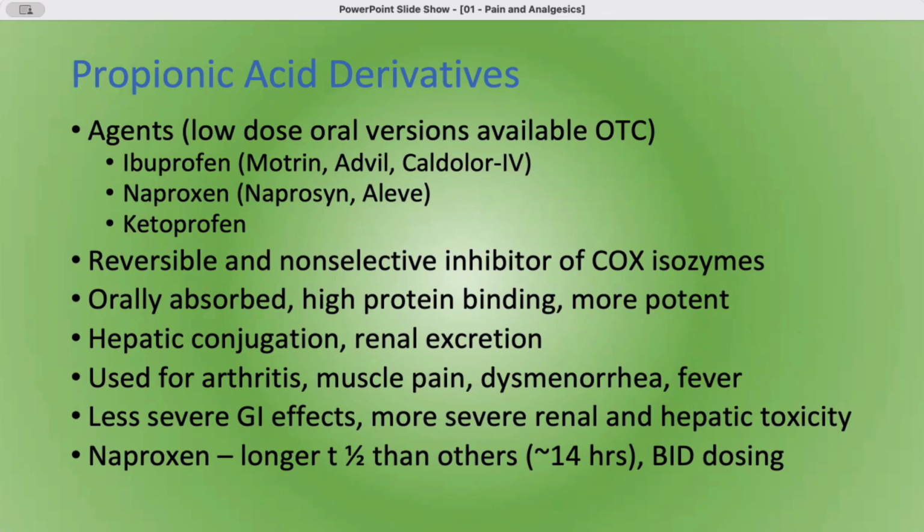They're great analgesics. We can use them chronically for arthritis. But again, the longer you have high doses of these drugs on board, especially in older patients, the greater the risk for GI ulceration and such. Less severe GI effects compared to, say, some of the other more potent NSAIDs like indomethacin, for example. But you can have more renal hepatic toxicity. And typically with ibuprofen, we give on a Q6 to Q8 hour regimen, whereas naproxen has a longer half-life, suitable more for BID dosing. Right.